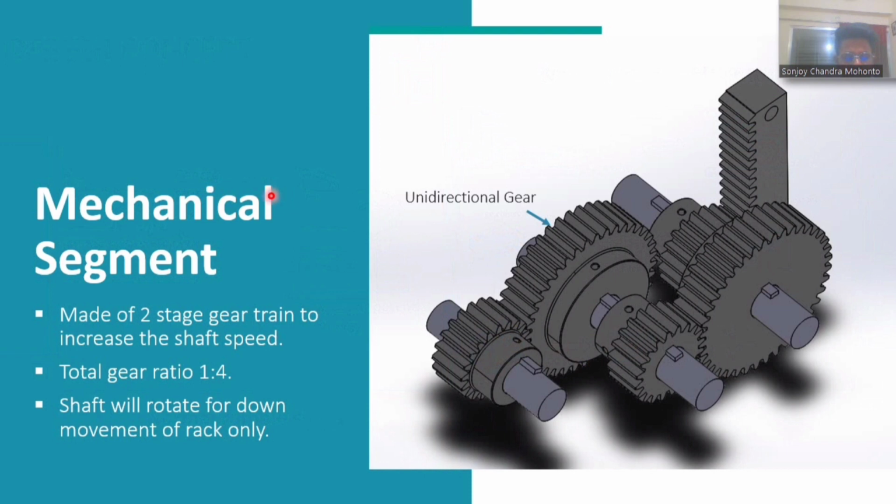Basically, the mechanical segment is to convert linear motion into rotational motion. The mechanical segment consists of a rack and 5 gears. This is a two-stage gear train and the total gear ratio is 1:4. The second large gear is unidirectional; it rotates the shaft only when the rack moves downward, otherwise it will rotate freely.